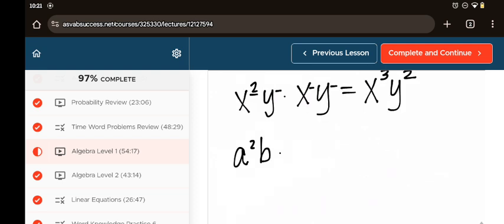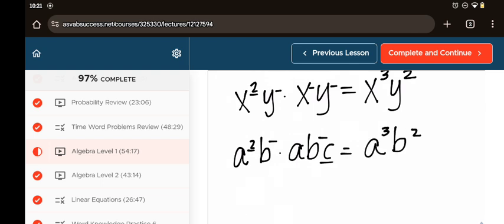Let's just do one more example. A squared b times abc. We start with a. 2 plus 1, 3. 1 plus 1, 2. And c just has the 1, no other one. So c. Okay? I hope you got that.